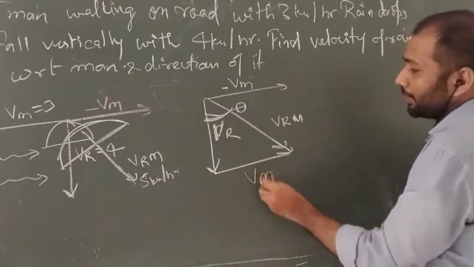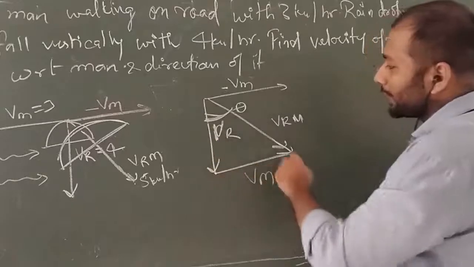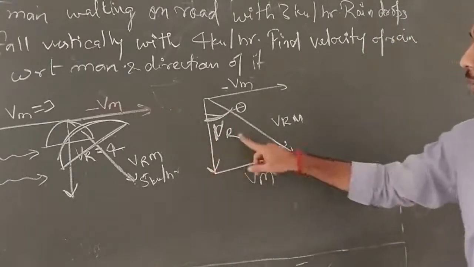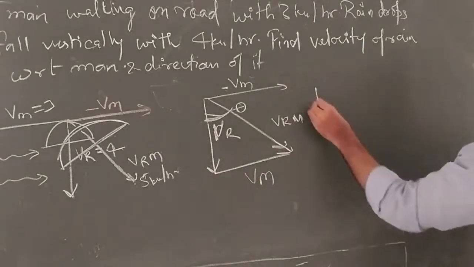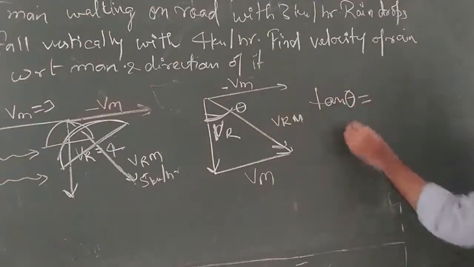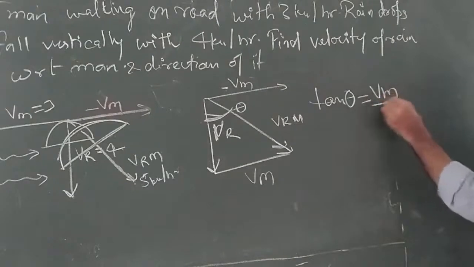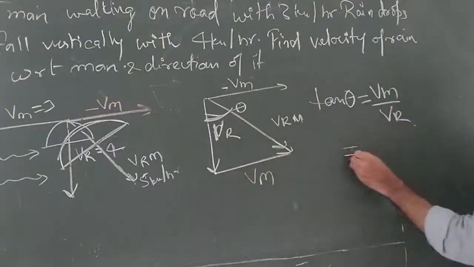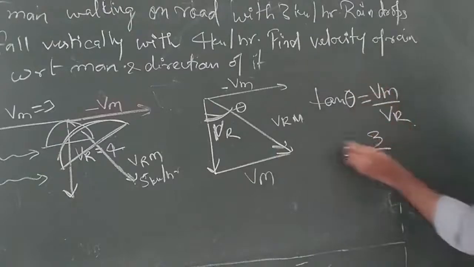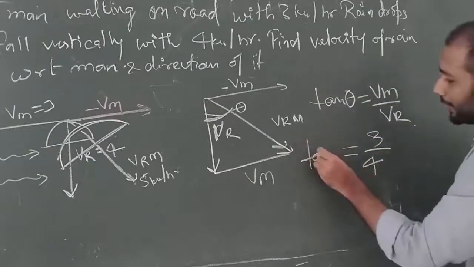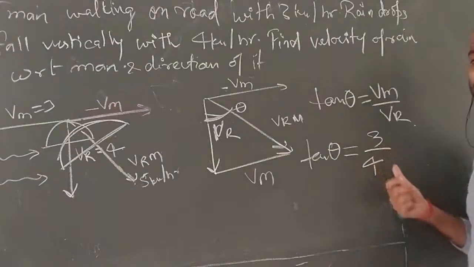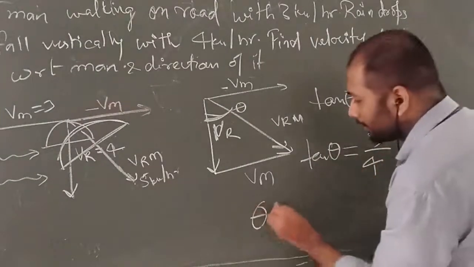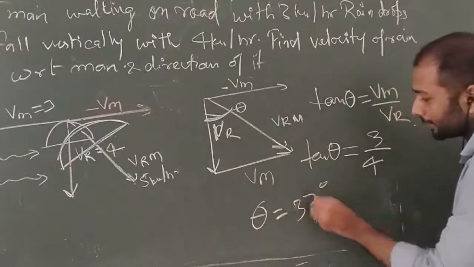This is VM, this is VR, and if you see clearly, this is acting as a perpendicular, this is acting as a base. So now can we write tan theta? Yes. So tan theta will be what? Perpendicular VM upon VR. This is our VR. What is the value given to us? VM is 3, VR is 4, so tan theta is 3 by 4, and I told you that when the ratio 3 by 4 is given with tan theta, that means theta is approximately 37 degrees.